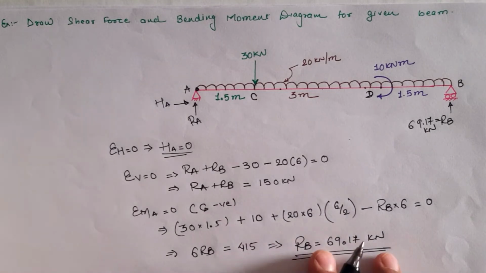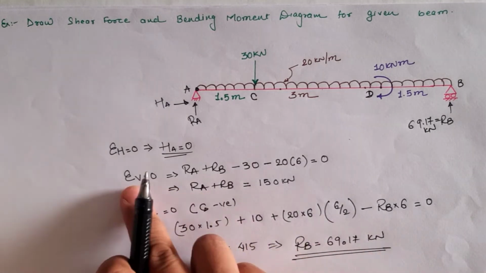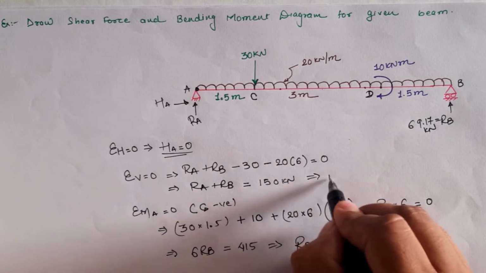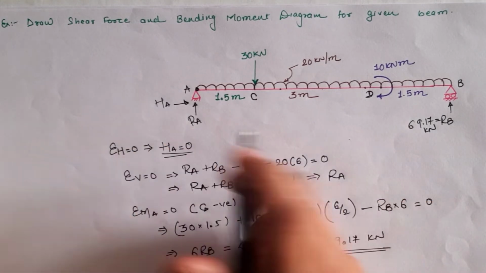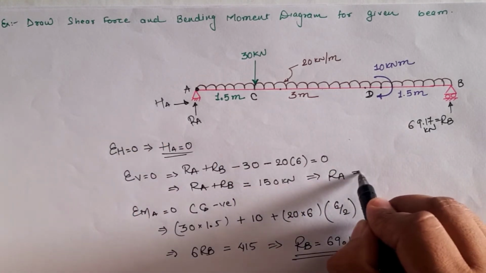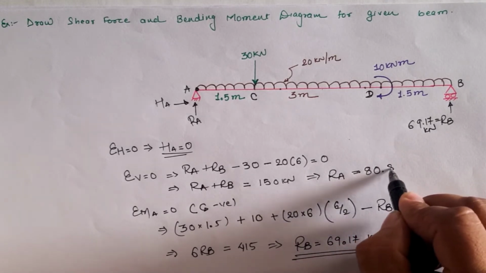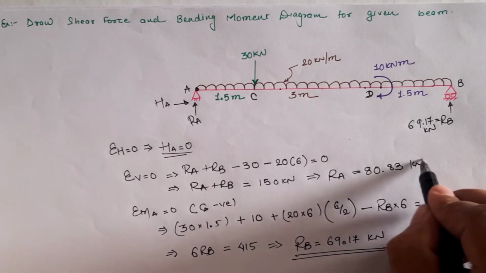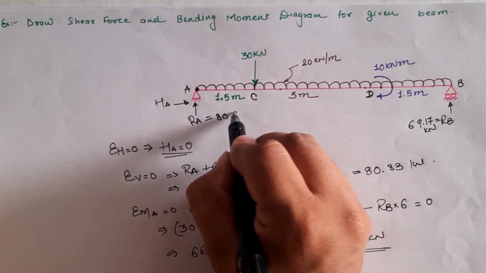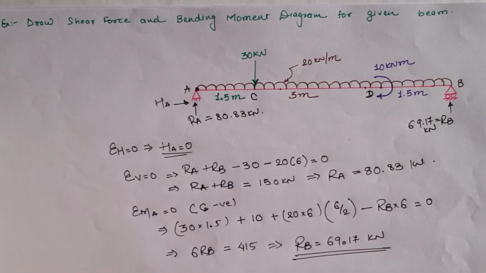Now if we put the 69.17 in the equation sigma V equal to 0, we will have our reaction at location A as 80.83 kilonewton. So for the analysis of any beam, first we have to calculate the support reactions using these three equilibrium conditions.